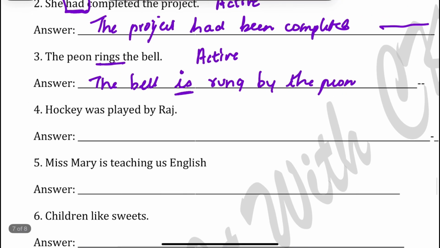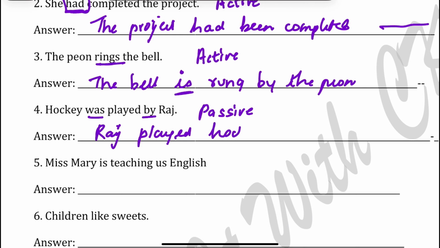Hockey was played by Raj. Okay, now is this passive or active, guys? Was and by. This is a passive sentence. We have to make this active. Hockey was played by Raj. Can I write Raj was playing? No, because we don't have that combination of ing and being here. Raj played hockey straight away.